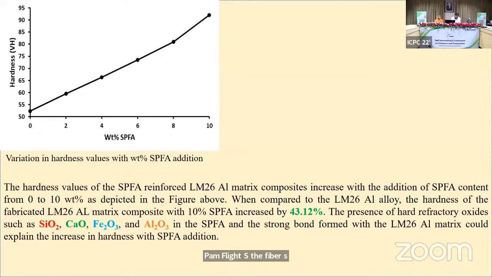The presence of hard refractory oxides such as SiO2, CaO, Fe2O3, and Al2O3 in the SPFA, and the strong bond formed with the LM26 aluminium matrix could explain the increase in hardness with the SPFA addition. We can see in this figure that as you add more weight, the hardness keeps on increasing.